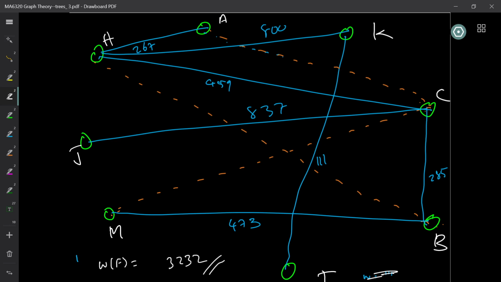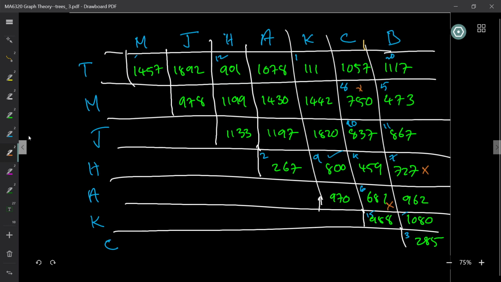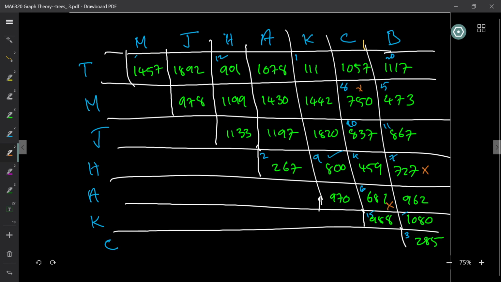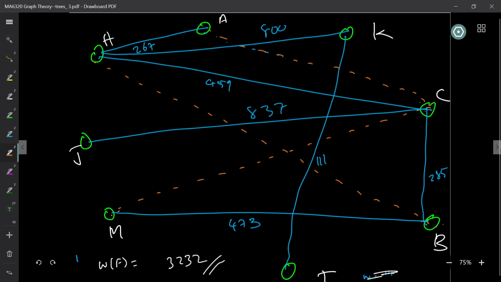Okay, so that is it. So this is how the algorithm works, right? So we have found the minimum spanning tree for this graph, right? And this is the minimum distance of lines to be laid. This many whatever kilometers.